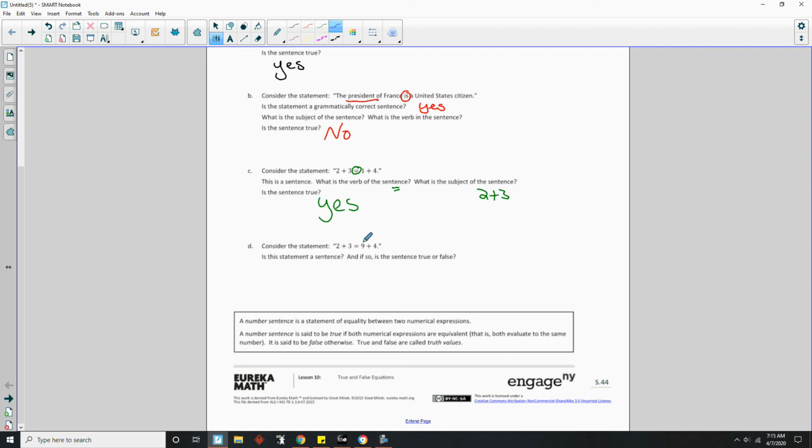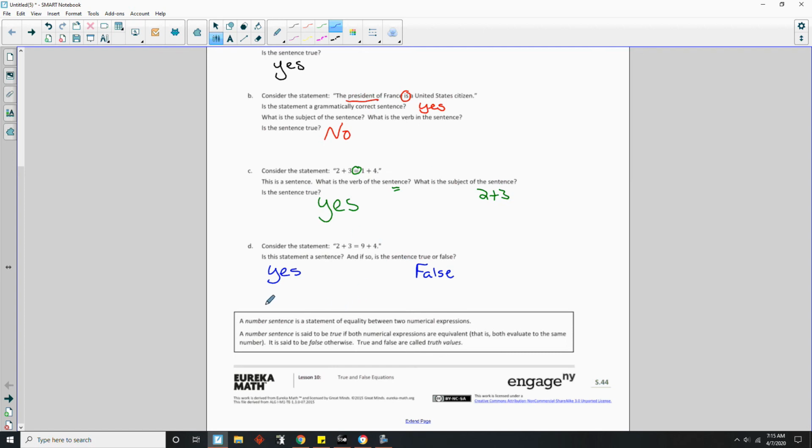Okay, and now moving on to D. Consider the statement, 2 plus 3 equals 9 plus 4. Is the statement a sentence? And the answer is yes. Okay, the verb is the equal sign, and the subject is 2 plus 3. And is the sentence true or false? Well, 2 plus 3 is 5, 9 plus 4 is 13, 5 does not equal 13, so it is false. So just like in math, we can have sentences or equations that are set up correctly, and they can either be true or false.